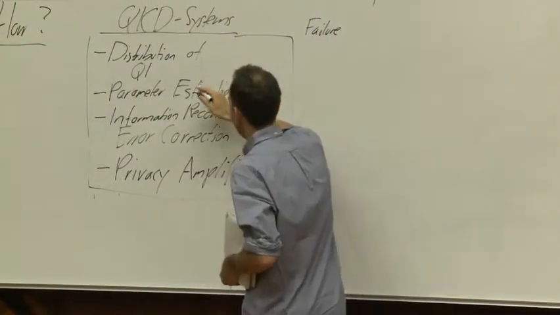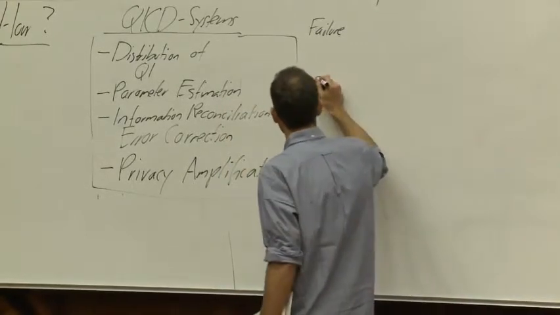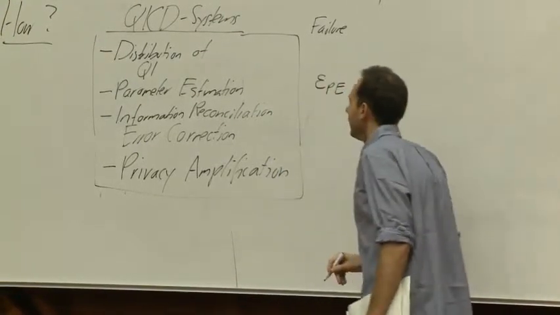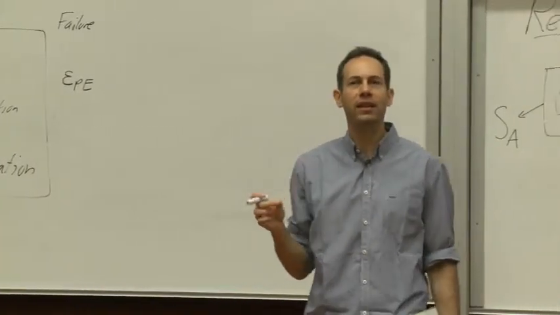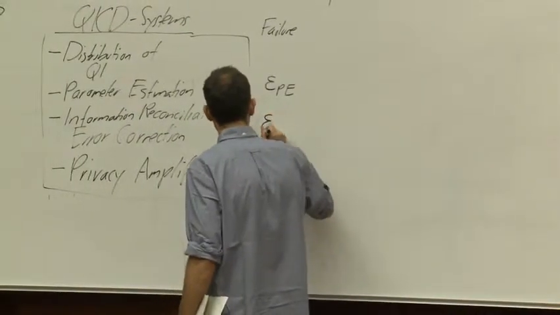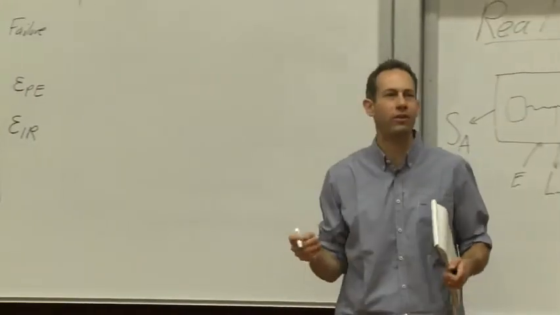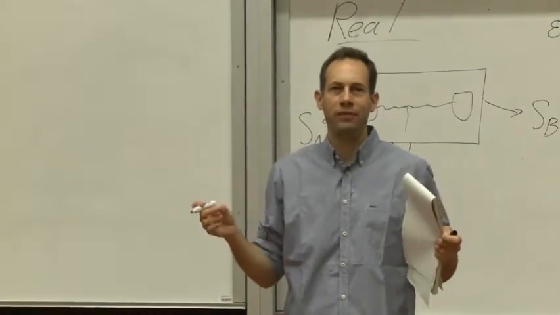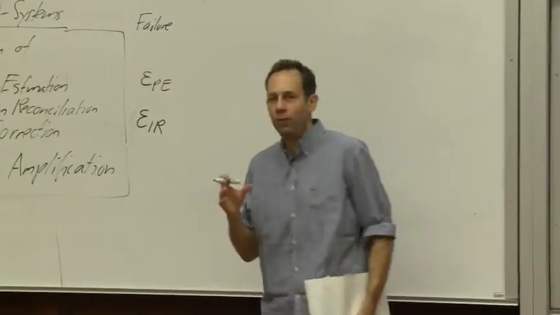For example, there could be already a failure in the distribution. This is usually not the case, so I will not write anything here. But then we have, for example, a parameter estimation. I call that epsilon PE. Informally speaking, this is just the probability that my estimation of errors went wrong, that I got the wrong estimate. Then I could call something like epsilon IR. This would be the information reconciliation. This would be, for example, the probability that Alice and Bob tried to correct the errors, but they fail in the sense that at the end of this phase they don't have identical keys without noticing it.